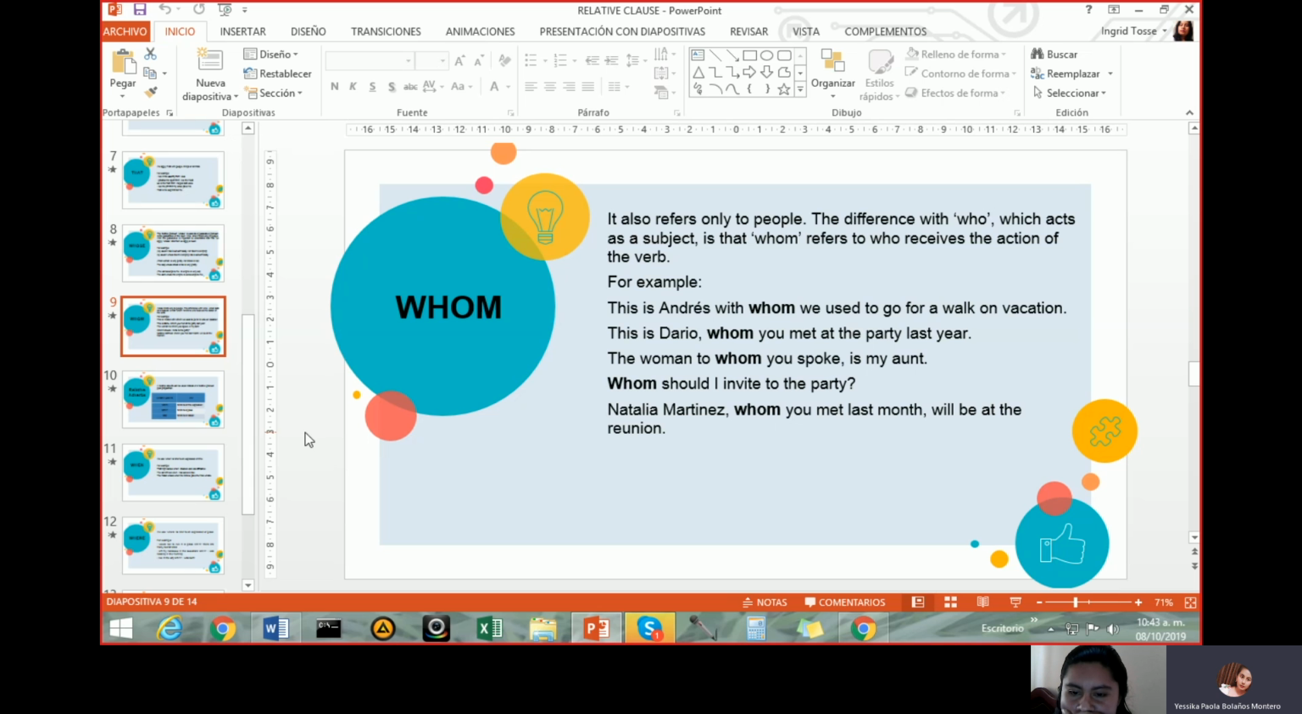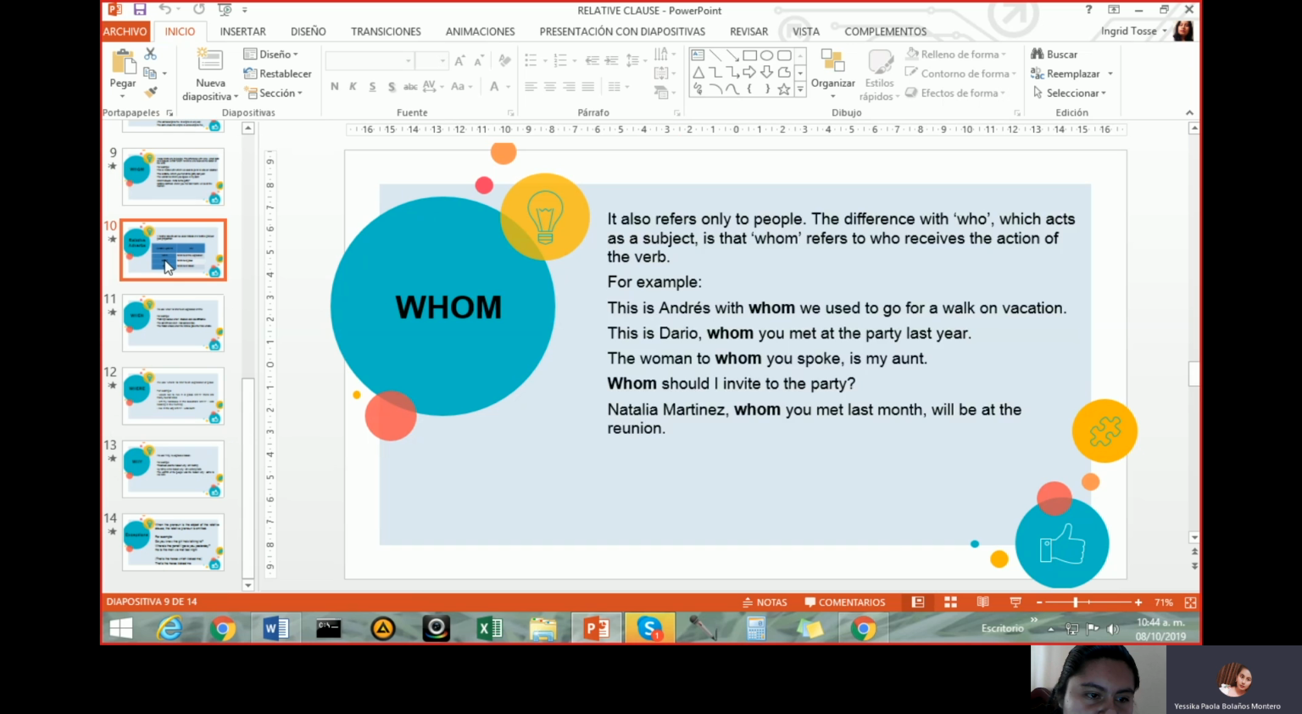The last one, Natalia Martínez, whom you met last month, will be at the reunion. Natalia Martínez, a quien tú conociste el mes pasado, estará en la reunión. Yes, perfect. In this case, with "whom" we apply the action to who receives it. In this case, a quién, con quién. Okay, do you understand this part, or do you have any questions? Do you have doubts? No, teacher, it's clear.